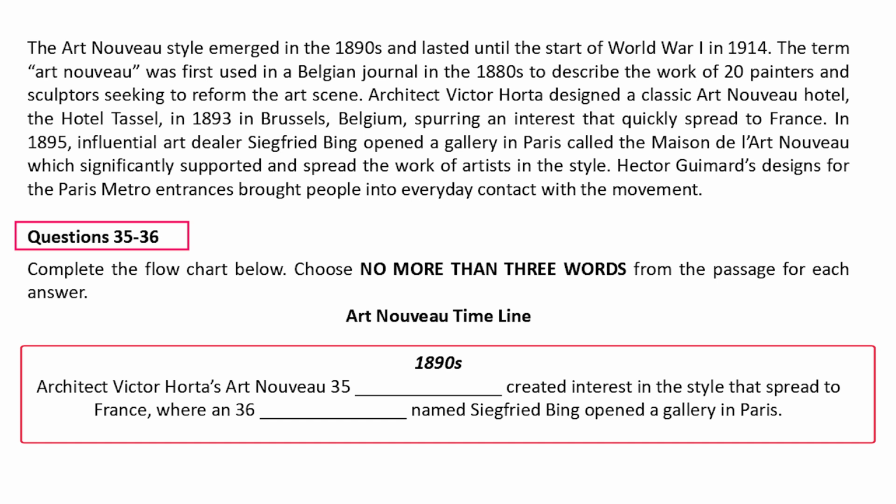Let's break this down. First, we need to find what Victor Horta created. In the passage, it says, architect Victor Horta designed a classic Art Nouveau hotel, the Hotel Tassel, in 1893 in Brussels, Belgium, spurring an interest that quickly spread to France. So the correct answer for question 35 is hotel. You could also write Hotel Tassel.